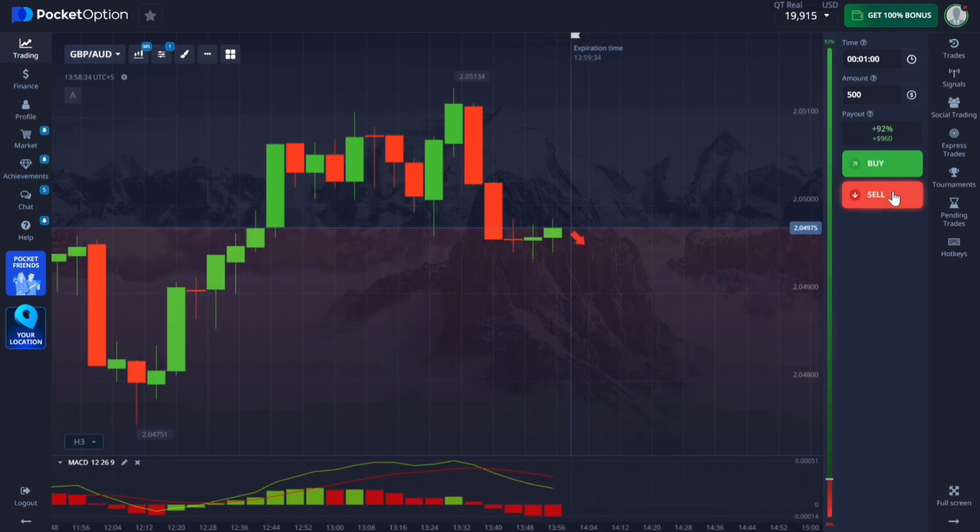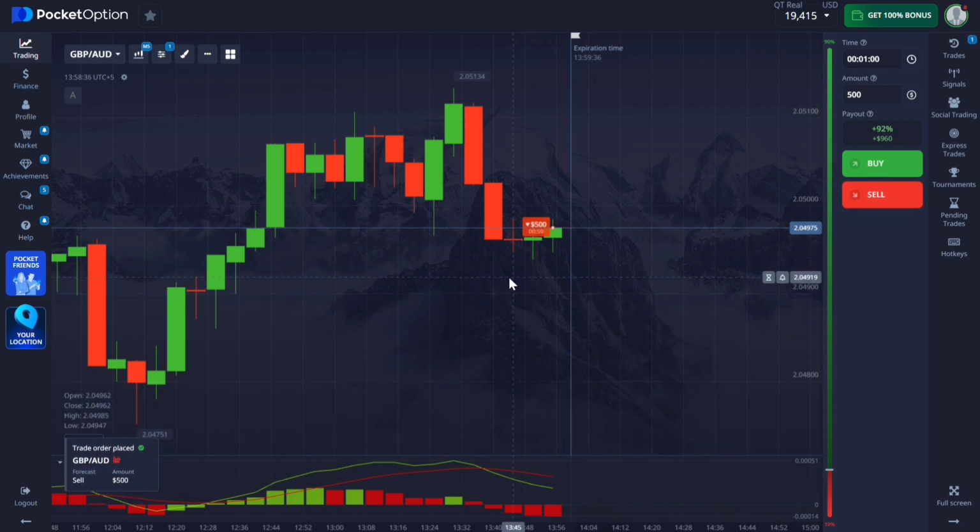Now we will select the broker here. You can see that the green line completely crossed the red line, while the zero line is also red, so this is why we gave the signal towards the down. Wait for results.